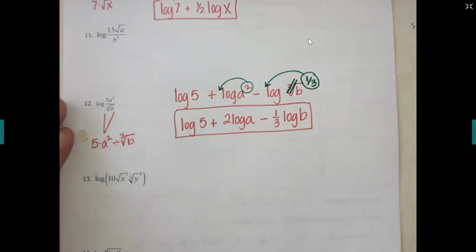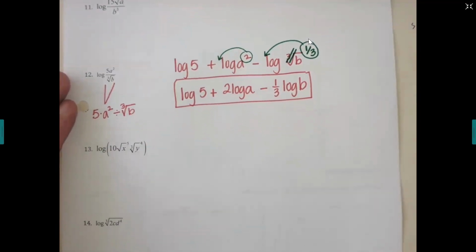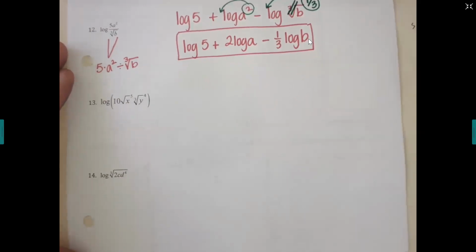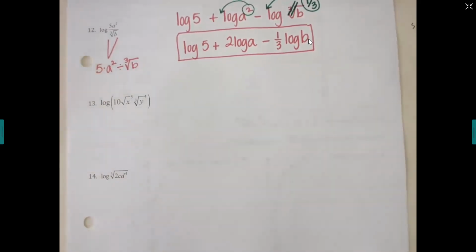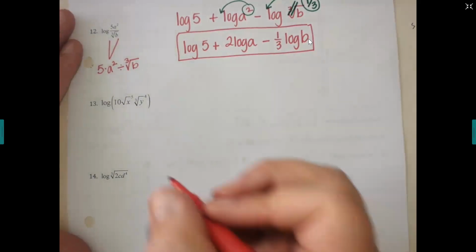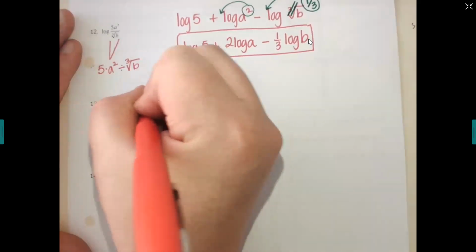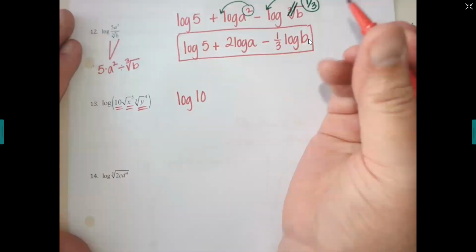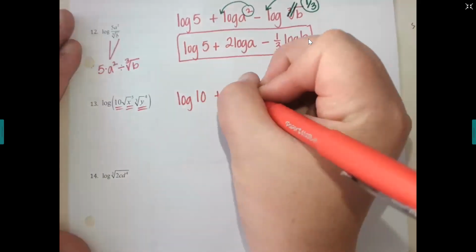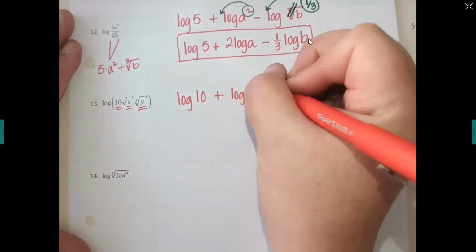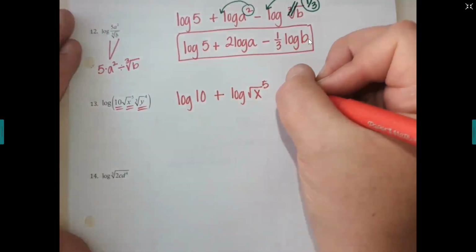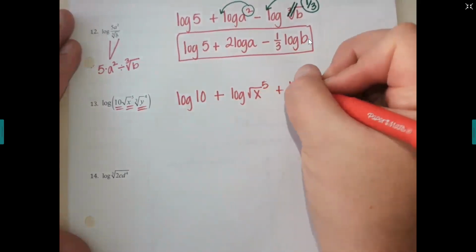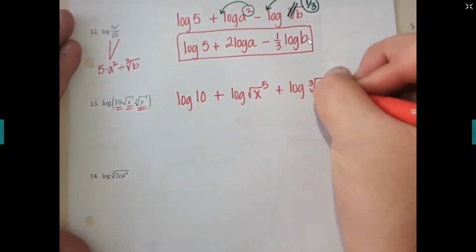Hard, easy, how do you feel? Easy, okay. 2 more examples left, then we're in the first part of your practice. Okay, take a look at number 13. How many logs are we separating into? 3. I'm gonna have a 10, an X, and a Y. So I'm gonna have log 10 plus or minus plus log square root X to the 5 plus or minus plus log cubic root Y to the 4.